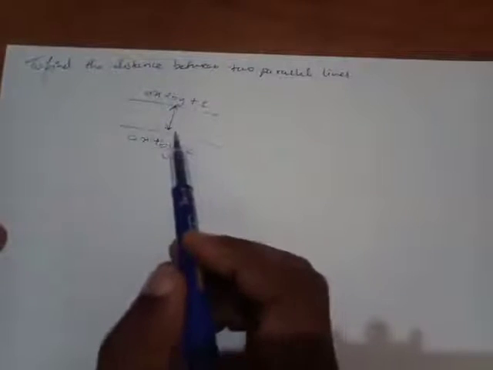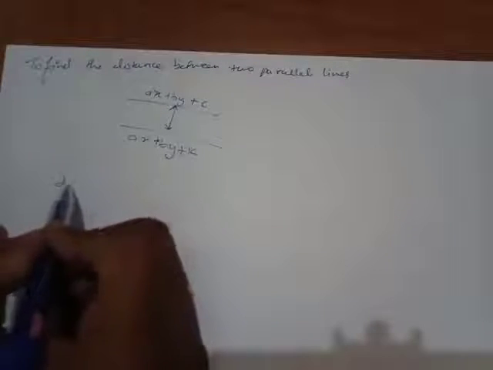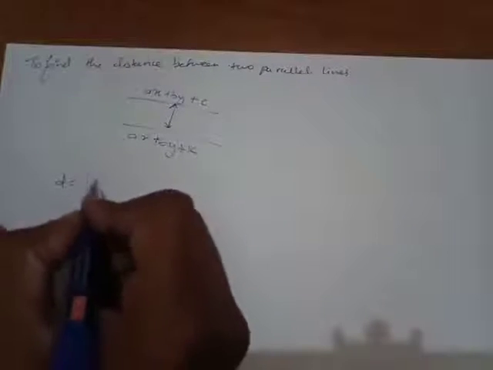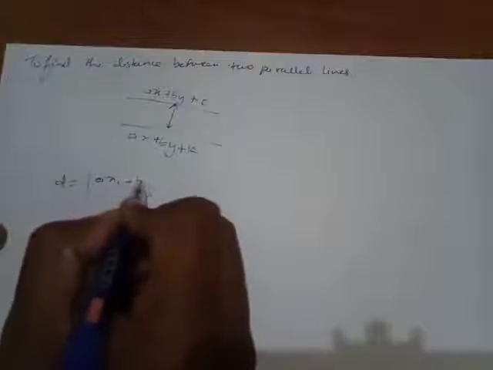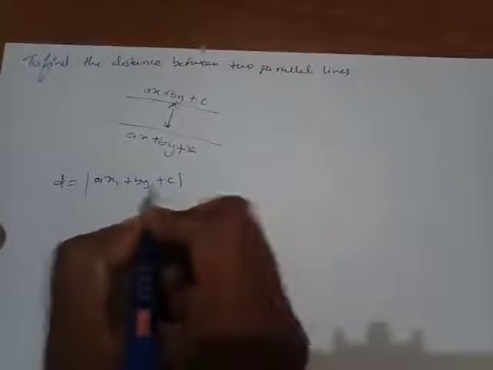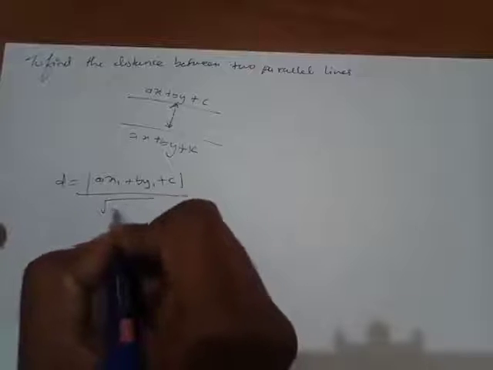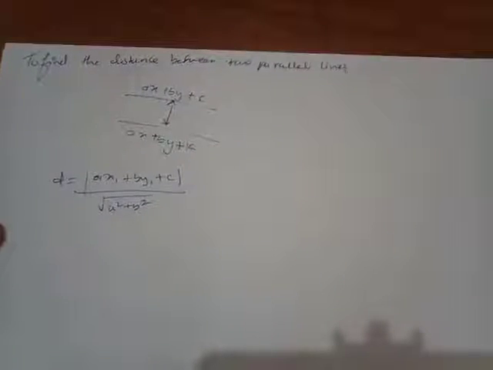So how to figure out the formula for this? We'll use the same formula. D is equal to the absolute value of ax1 plus by1 plus c upon the square root of a square plus b square. We'll use the same formula for finding the value.